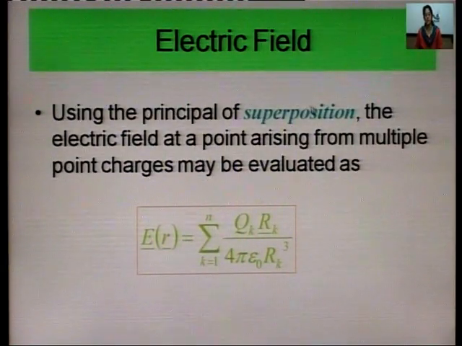So using the principle of superposition, if there are multiple charges, then the electric field is given by this expression. So for multiple charges, when there is more than one charge, then using the principle of superposition, the total electric field is given by this expression: summation k equal to 1 to n of Qk Rk divided by 4 pi epsilon naught Rk cube.